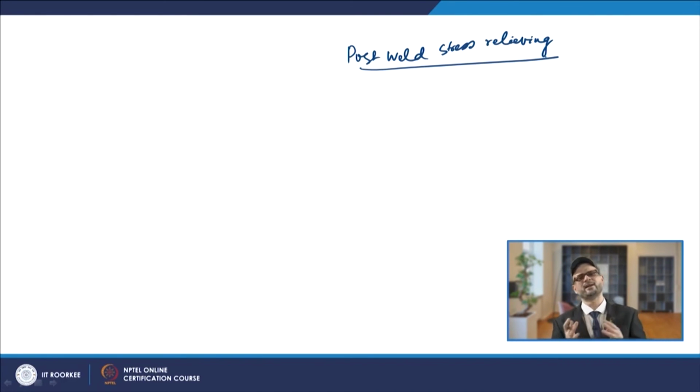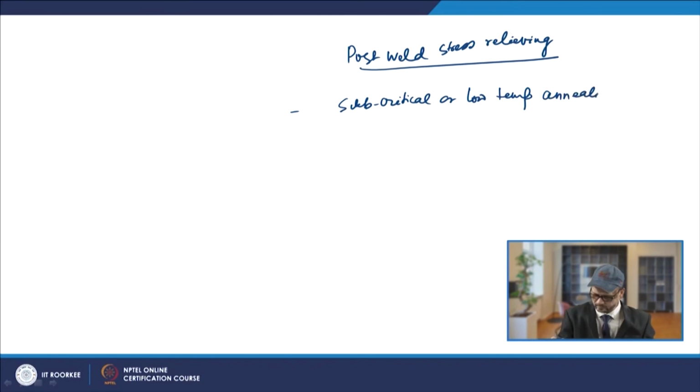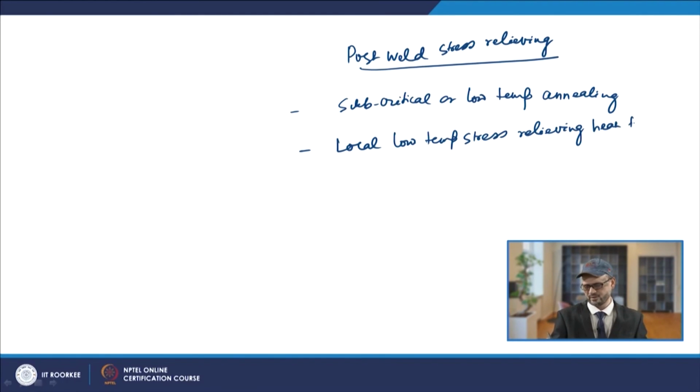Also, when you do full annealing, that may lead to grain growth inside the material, and grain growth will lead to deterioration in the mechanical properties of the material. So, many times we have alternative practices for post weld stress relieving, like subcritical or low temperature annealing. We also do the annealing locally. So, we can go for local low temperature stress relieving, which is heat treatment in and around the weld.